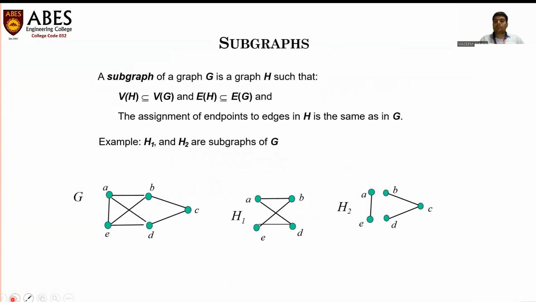Subgraph. A subgraph of a graph G is a graph H such that we have a certain set of vertices from the graph G, meaning VH is a subset of VG. Similarly, EH is a subset of EG. So in this figure, we have a graph G, and H1 and H2 are two subgraphs. We take some edges and some vertices from graph G, so H1 and H2 are subgraphs of this graph G.